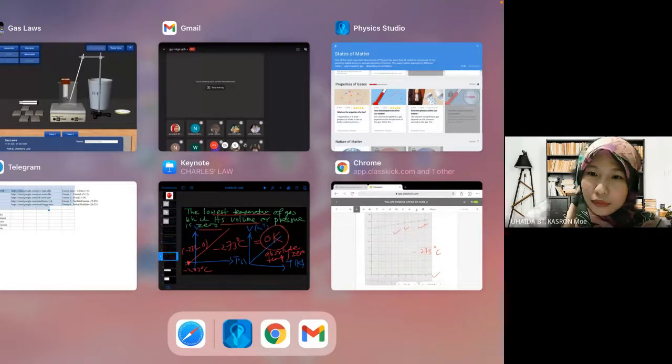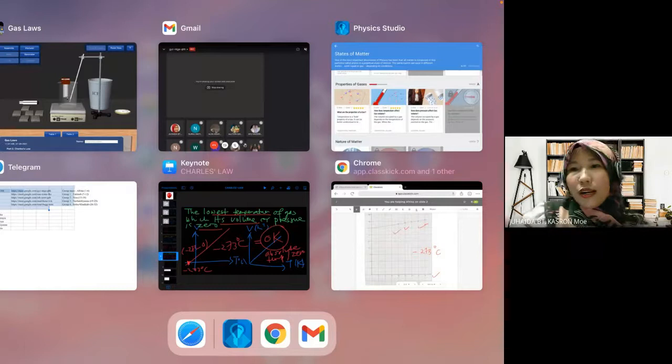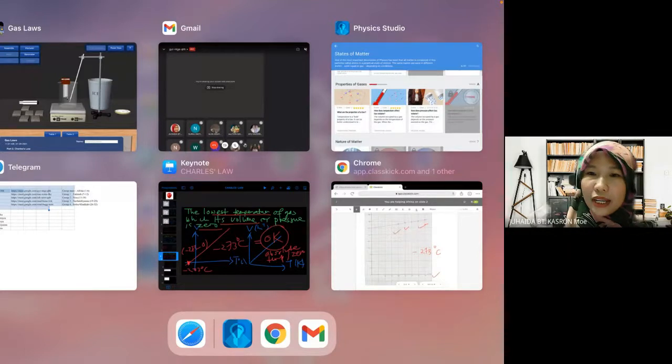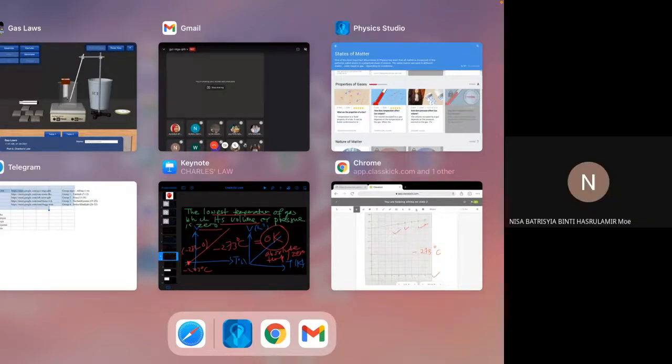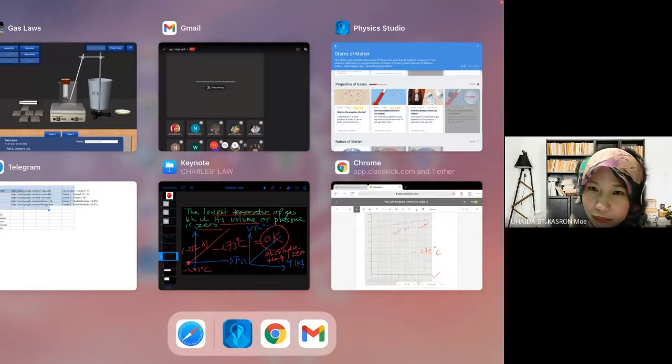You can close your camera because it will consume a lot of data. Goodbye, teacher. Okay, thank you, teacher. Bye, teacher. Alright, left the group and don't forget to return back.